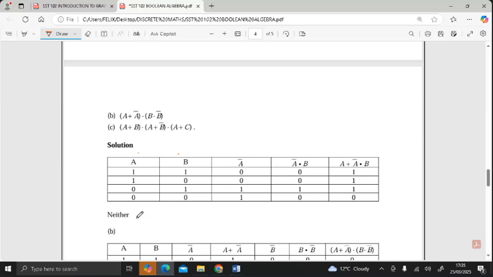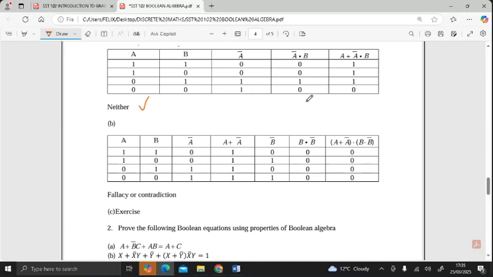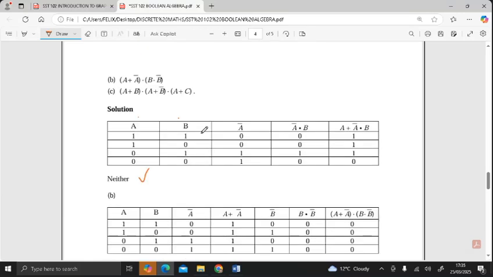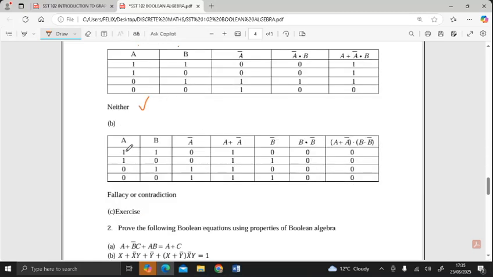And now we have A or this one. A or that one is 1. You see, 1 or 0 is 1. 1 or 0 is 1. 0 or 1 is 1. 0 or 0 is 0. And therefore, it's neither a tautology nor a fallacy. So you can see that.